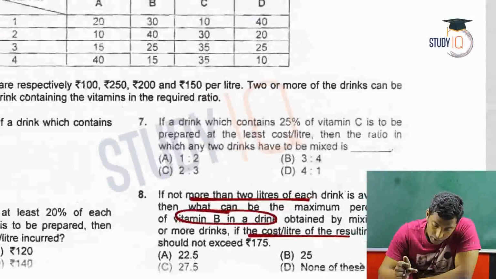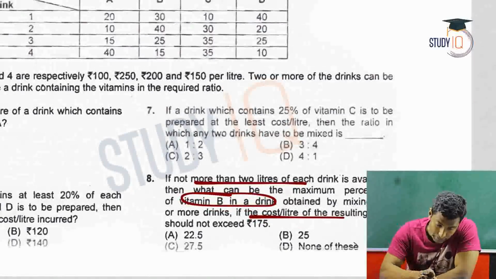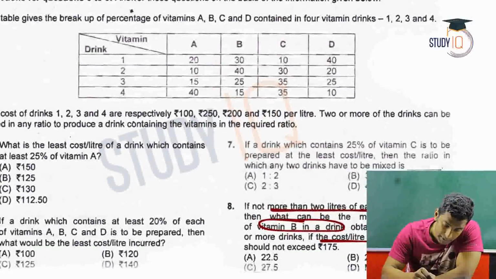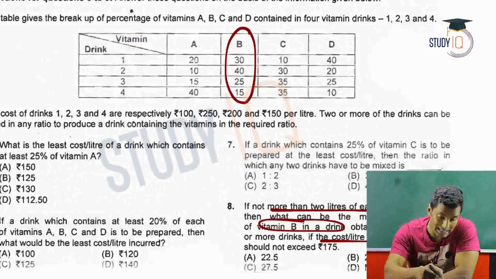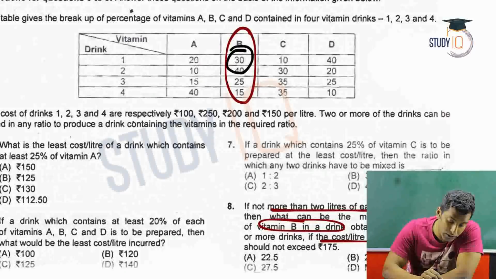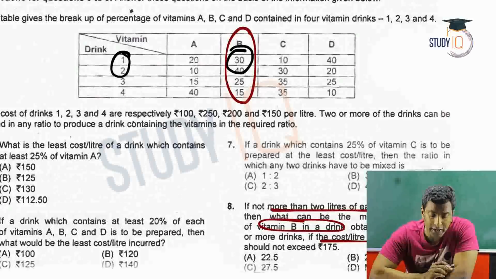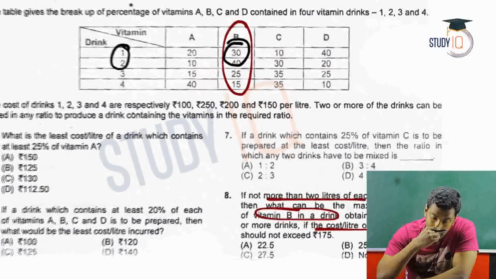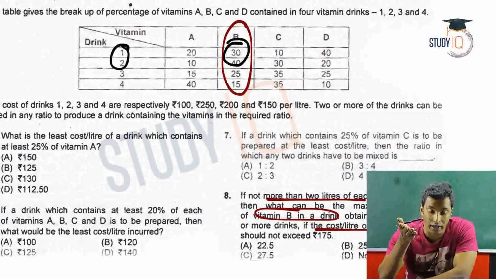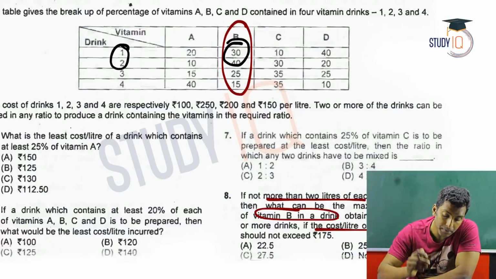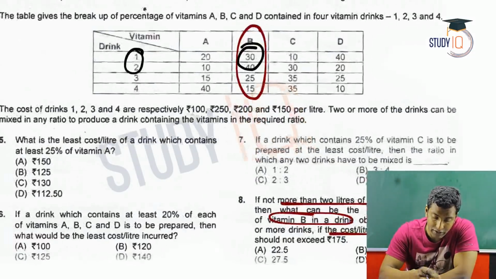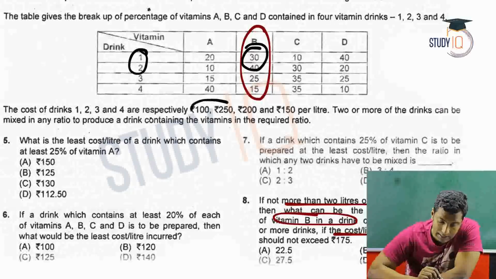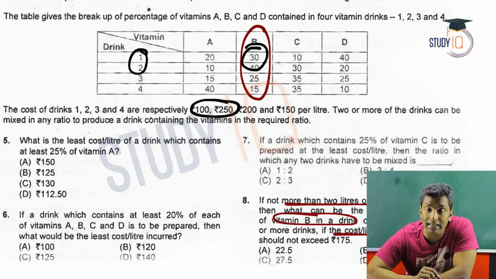Here we are looking for vitamin B, not vitamin D. So which two drinks are giving you maximum vitamin? Drink 1 and 2 are giving you maximum vitamin. So I need to mix 1 and 2, so I'll get maximum. Now since the cost should not exceed 175, I should mix in the ratio 1:1. If you mix 1:1, that is 100 plus 250, that is 350 divided by 2, that is 175. So that condition is satisfied.